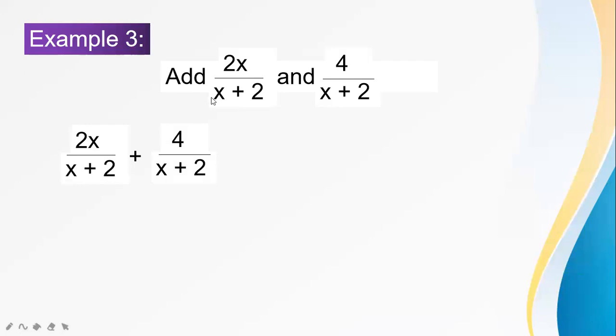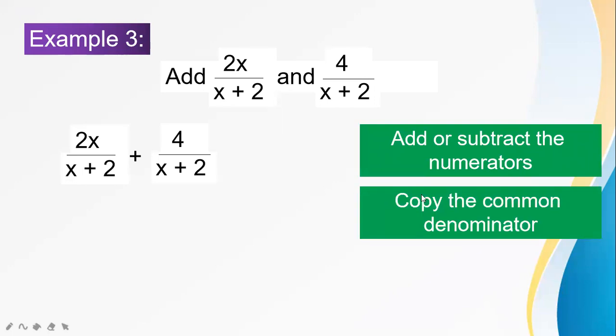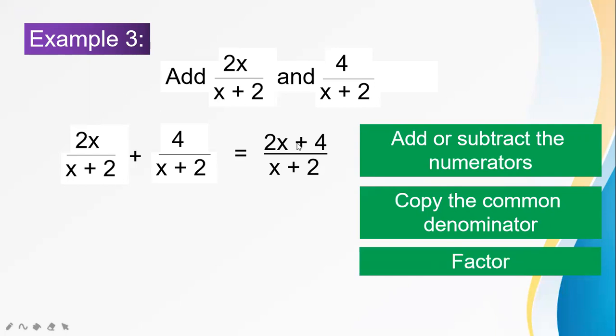Next, number 2, we have add 2x over x plus 2 and 4 over x plus 2. So ito yung expression natin, ito yung given natin. So again, add or subtract the numerators. Then copy the common denominators. So you add 2x plus 4. Then copy the denominator x plus 2. So again, we have 2x plus 4 over x plus 2. Then factor the numerator and denominator.